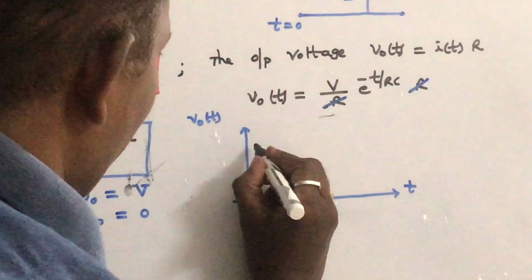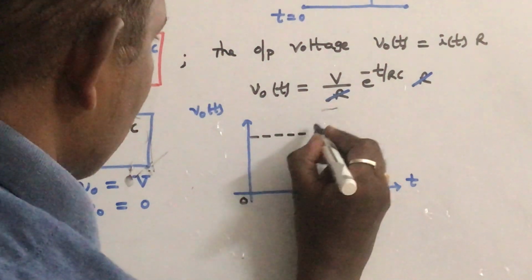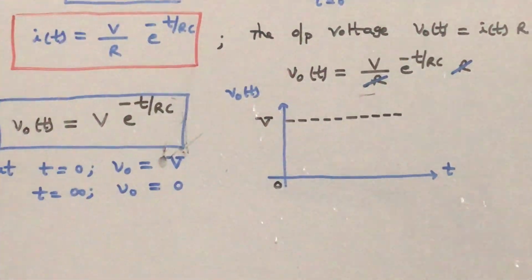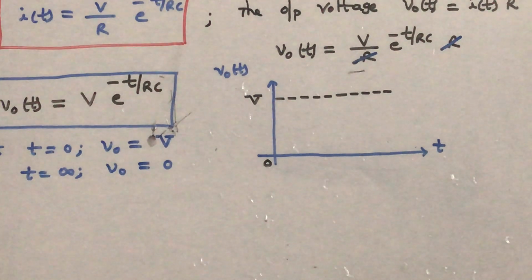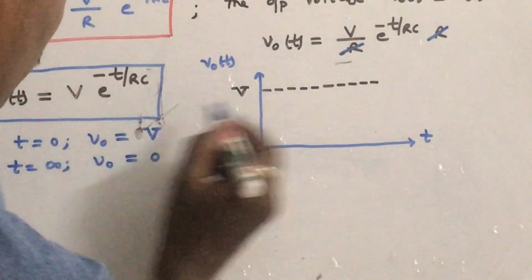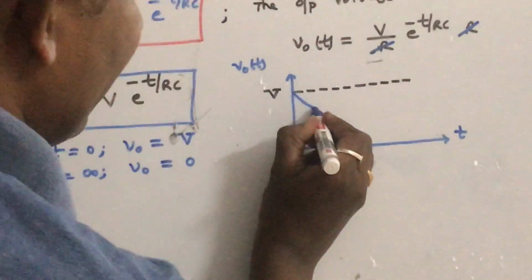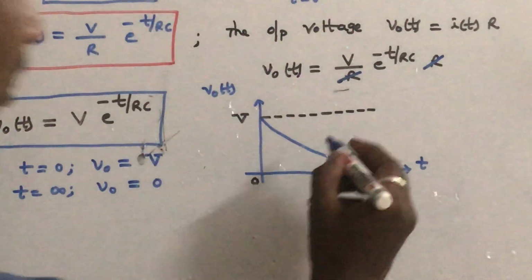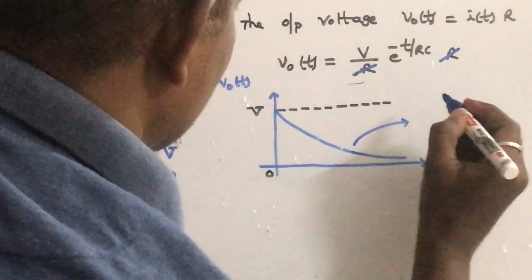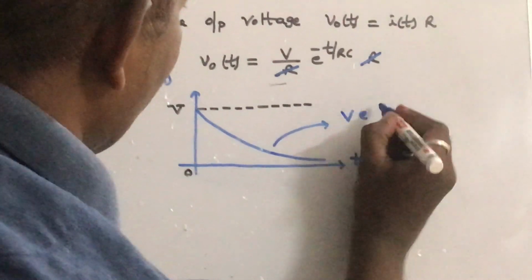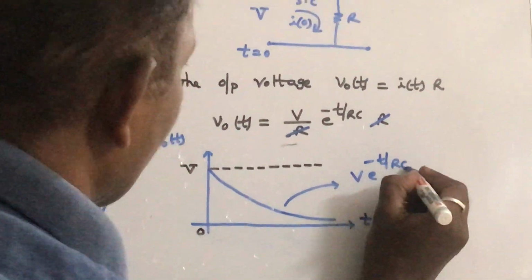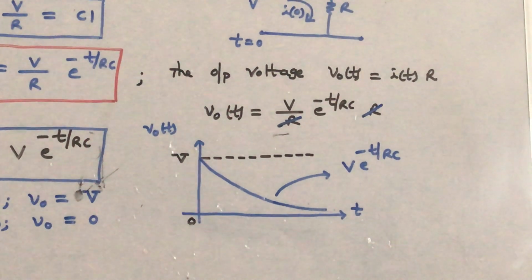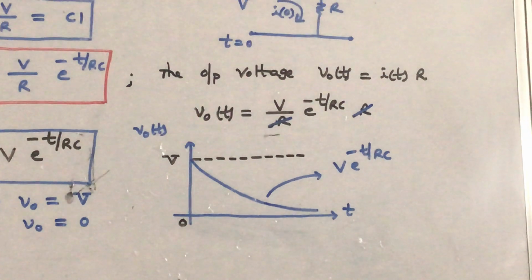This is your input voltage that is applied to this circuit. The input voltage amplitude is capital V. So draw this output voltage. At t equal to 0, the output voltage is V. It starts decreasing exponentially towards 0. So this is the output expression: V0 of t is equal to V into e power minus t by RC. This is the response of the RC high pass circuit to the step input.